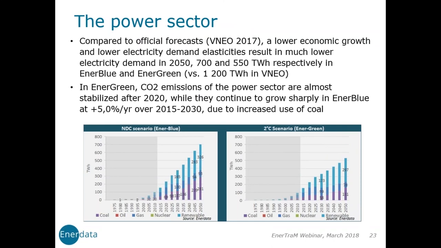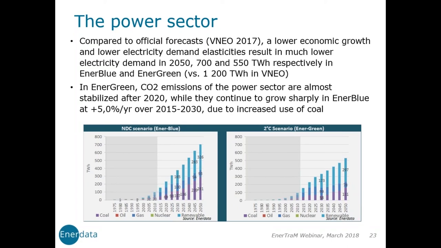So a different structure of final energy demand, with more energy efficiency in industry in EnerGreen. And finally, the power sector, which is very important in the future of the Vietnamese energy system. One can note that compared to official forecasts, we have in EnerBlue and EnerGreen much lower energy consumption, as the latest Vietnam National Energy Outlook prepared by the ministry forecasts 1,200 terawatt hours in 2050, which is really quite a high projection, whereas in EnerData, with a relatively lower economic growth and a lower elasticity of electricity consumption, the result is respectively 700 and 500 terawatt hours in EnerBlue and EnerGreen.